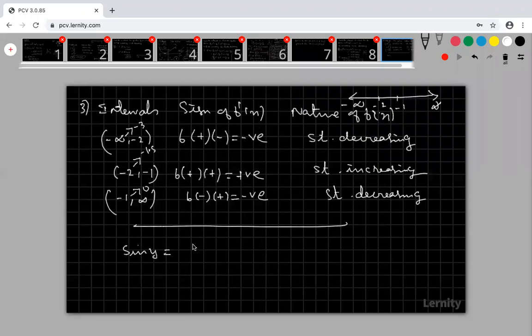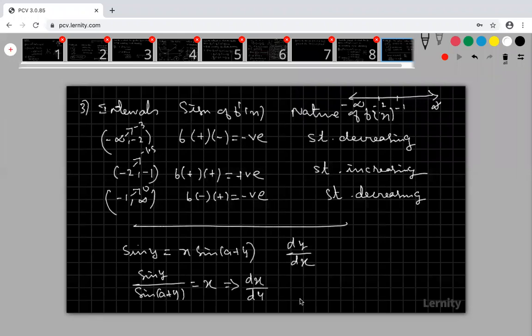And this is sine y is equal to x into sine of a plus y. I think this is a question, and we have to find out dy by dx. Dear student, please take this as sine y divided by sine of a plus y equal to x. Now find out dx by dy. That means differentiate this function with respect to y. Apply the u by v formula.